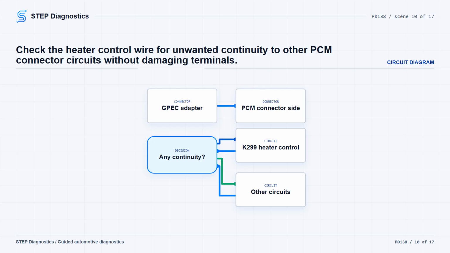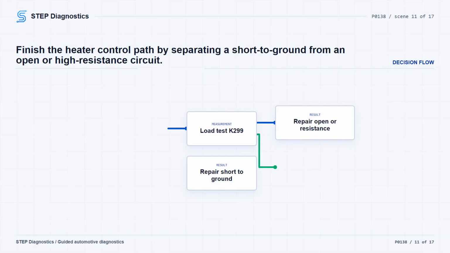With the circuit isolated, there should be no continuity to any other circuit. If there is continuity, repair the short between the circuits that have continuity, using the wiring diagram to isolate the location, then verify the repair and confirm the code stays gone. If the heater control circuit is not shorted to another circuit, check it for a short to ground. Keep the circuit isolated with the ignition off.